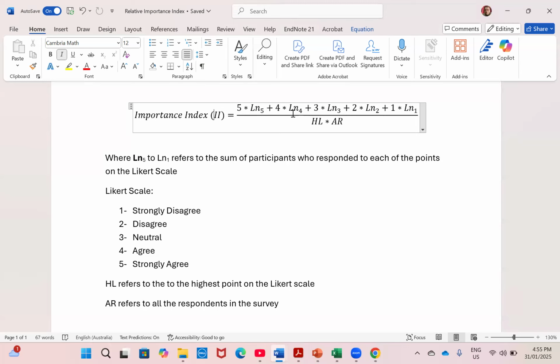Then when we come to the denominator, we have the HL. The HL here represents the highest point on the Likert scale. And then the AR represents the total number of respondents in this context. In other words, how many people in all responded to your survey? Are they 500, 200, 300? You will see that also very soon. Okay, so that's the importance index.